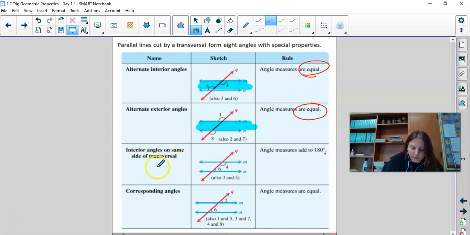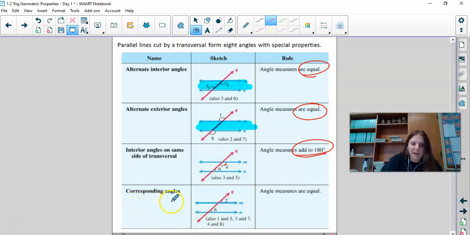Another set of angles that you may see are angles that are on the same side of the transversal. So these are not going back and forth. Instead, they're just on the same side there. Those are interior, same side. They're going to equal 180, so they'll be supplementary. Again, this whole chart is on page 11.